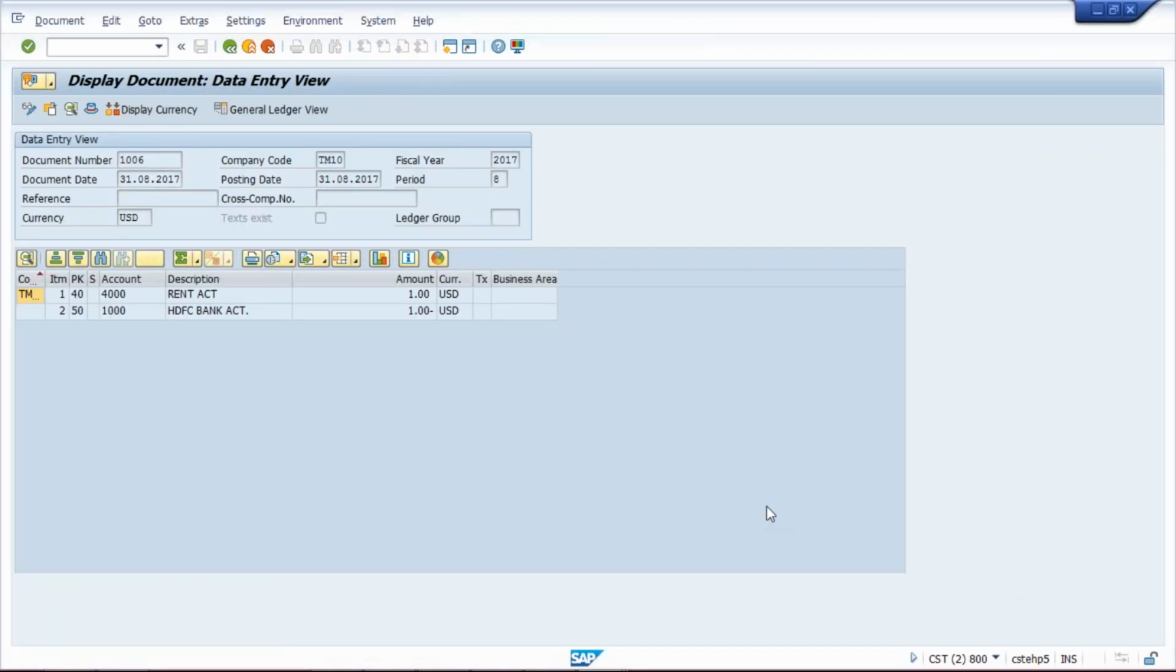So see here, now system is showing here in US currency, one US currency we have posted. If you click on display currency, in the sense change currency, then it is going to show you the value in Indian rupees also. So this is how it will be. The way we have maintained the rate, this is how it's going to show.